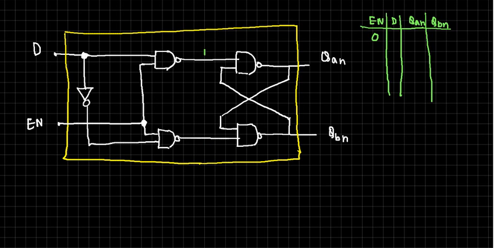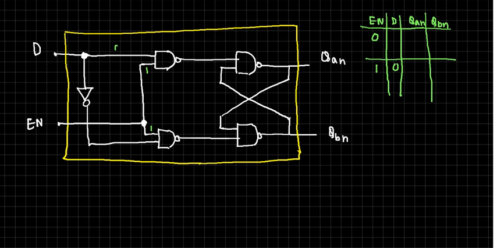Let's consider this case afterwards. Now let the enable pin be 1. What happens when 1 is there? Then D has two cases. It may be 0 or it may be 1. Let it be 0 first.